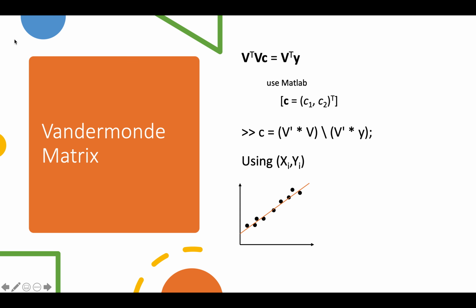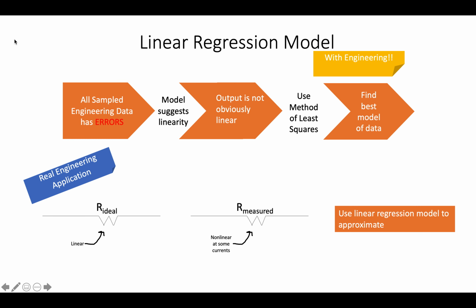So you can also use the Vandermonde matrix, which is using MATLAB in order to find the line of best fit, which I'm not going to go into much detail, but you can use the formulas as seen on the screen to find the equation of the line of best fit using MATLAB and the Vandermonde matrix.